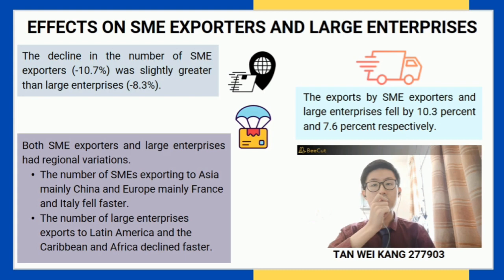The number of SMEs exporting to Asia, mainly China, and Europe, mainly France and Italy, fell faster. In contrast, the number of large enterprises exporting to Latin America and the Caribbean and Africa declined faster.